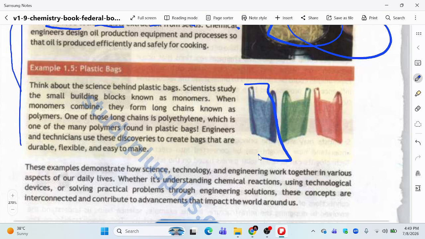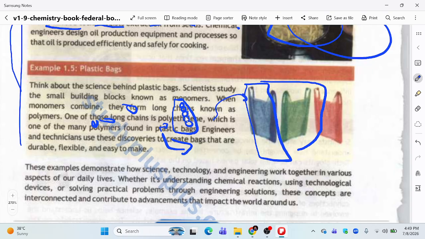This plastic bag is made up of polyethylene, and see, polymer chemistry is a good field. One is a monomer. When a chain of monomers is combined together, it forms a long chain. This long chain is known as a polymer. Now, one is a monomer, and a chain of monomers is known as a polymer. And now, these long chains of polymers are used in polyethylene.